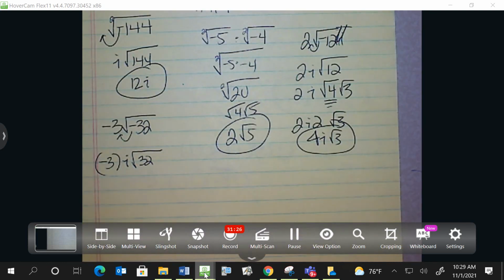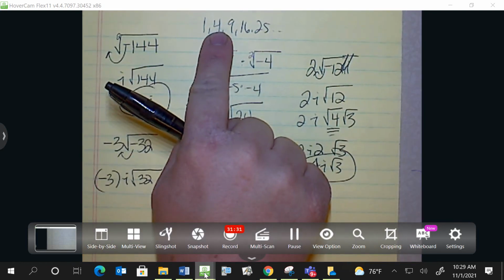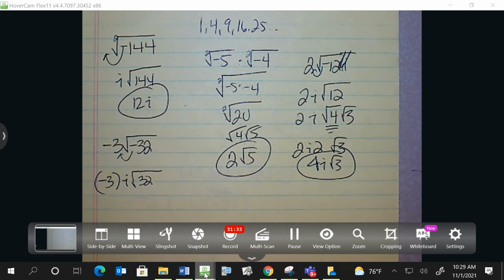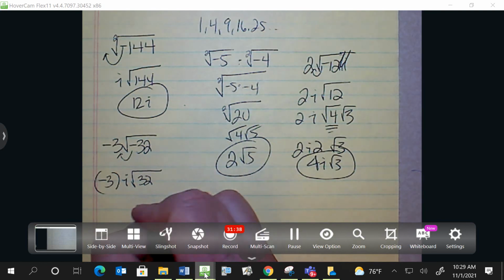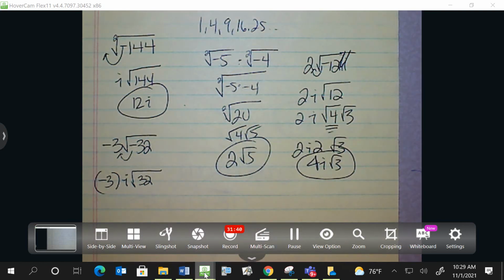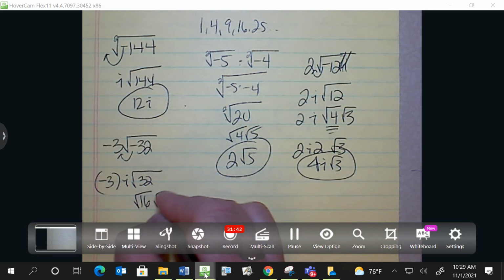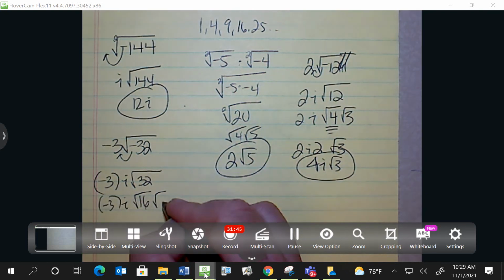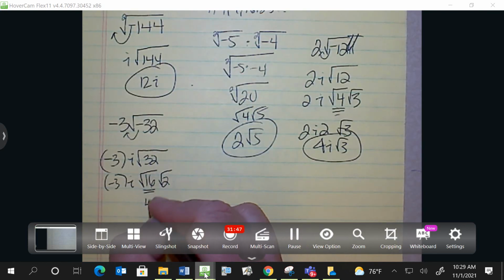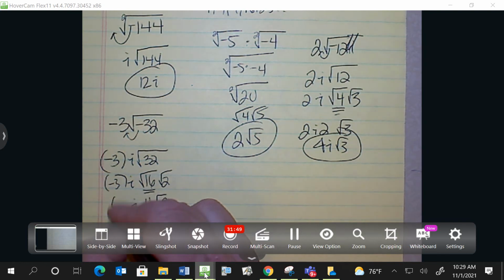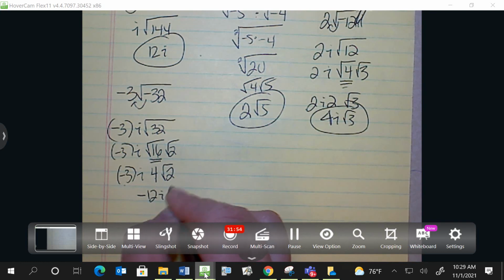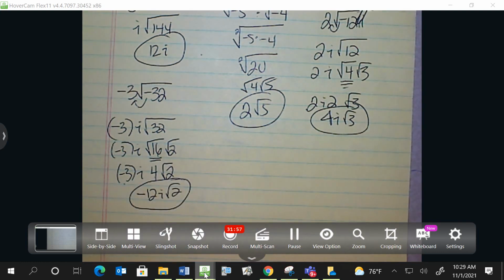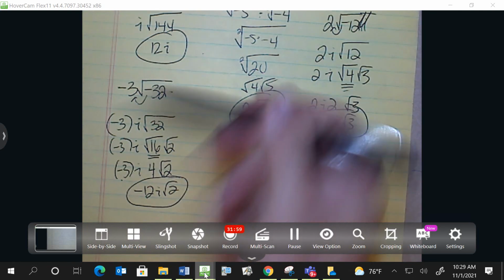So the first step is sneaking out that i so we can do the work. Then you ask yourself, what's the largest perfect square that divides nicely into 32? It has to be the largest to fully simplify. 16. Now 4 works, but it's not the largest. It has to be 16. 16 times what? 2. Otherwise, it will not be fully reduced. The square root of 16 is 4. And negative 3 times 4 is negative 12. This is the simplified form of this expression.